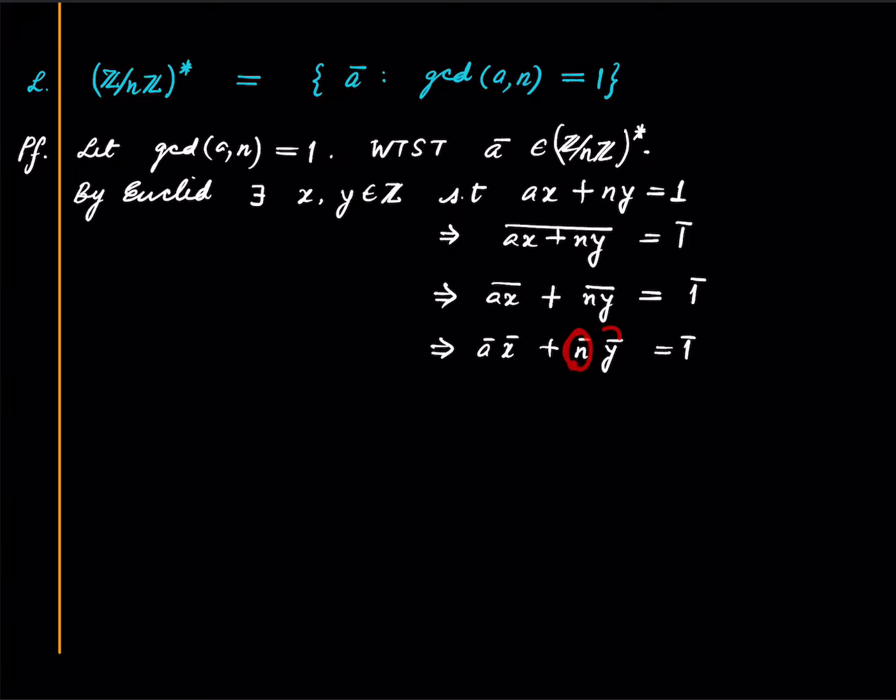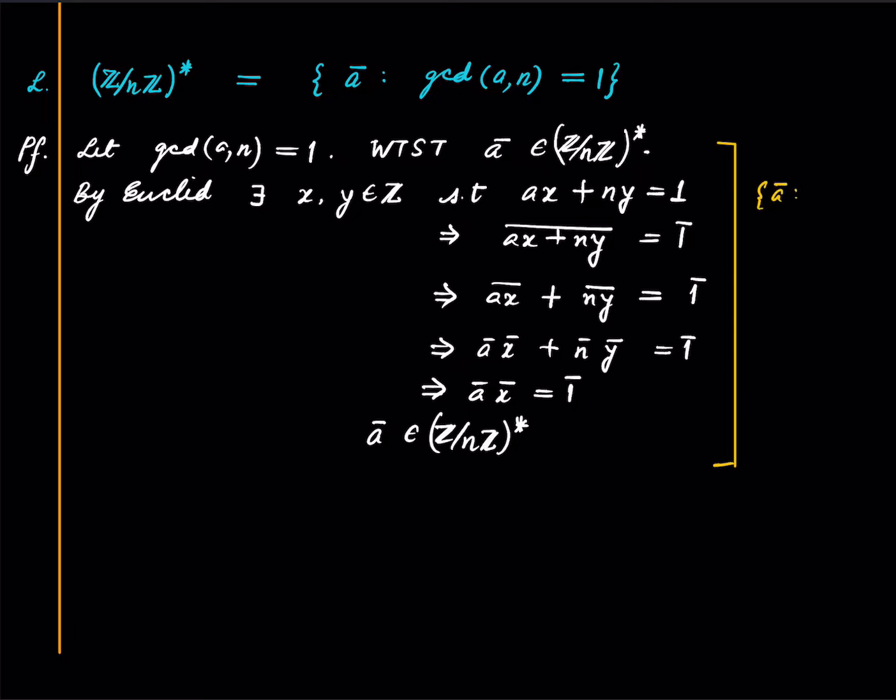So we have that, and now n bar is 0 bar, and 0 bar times y bar is again 0 bar. And if you add 0 bar to anything, you get the same thing. So we get a bar x bar equals 1 bar. And therefore a bar is in (Z mod nZ) star. And what we have shown is the containment that this set is contained in (Z mod nZ) star.